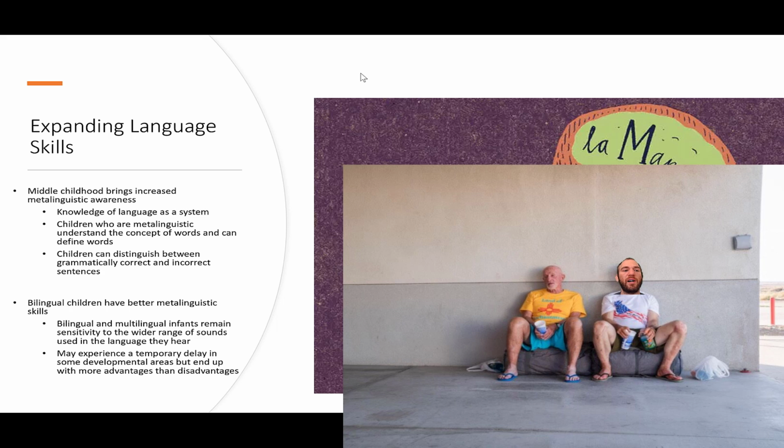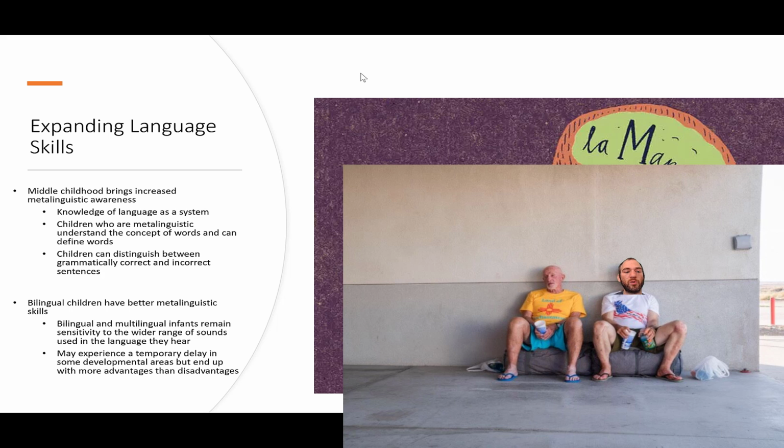Moving on to child's language and expanding language skills, in particular in children. Looking at middle childhood, it brings increased meta-linguistic awareness, which is a knowledge of the language as a system. Children who are better at meta-linguistic understand the concept of words and can define words. Children can distinguish between grammatically correct and incorrect sentences. Bilingual children have better meta-linguistic skills.